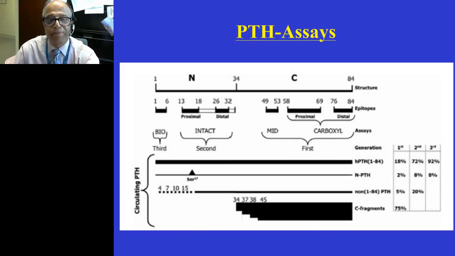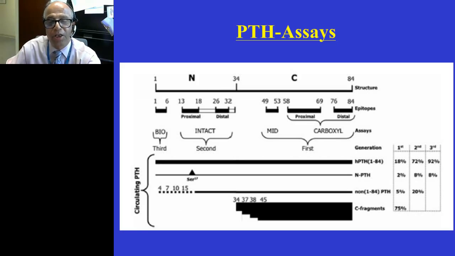PTH is a straight peptide, a 1 to 84 molecule. The initial carboxy terminal assays were mainly focused on this region of the molecule, and those are called the C-terminal assays. In the next generation, we had the mid-molecule assays, mainly looking at the mid-molecule of the PTH. And finally, the intact hormone assays used both the amino terminal and C-terminal as capture antibodies, so that they had a good antibody detection of the intact molecule.